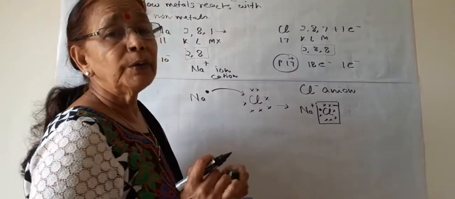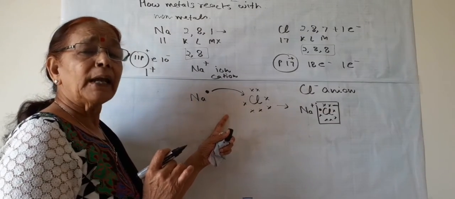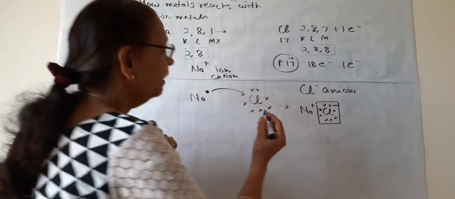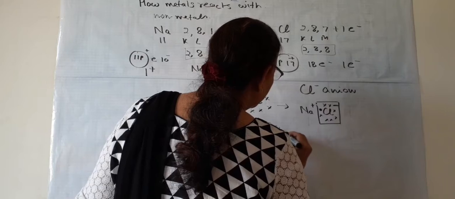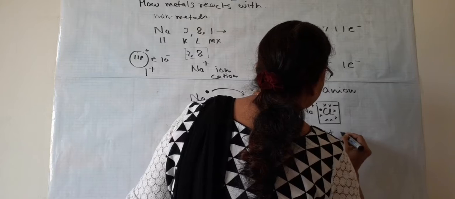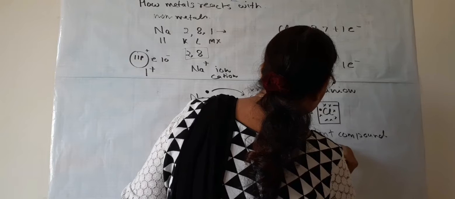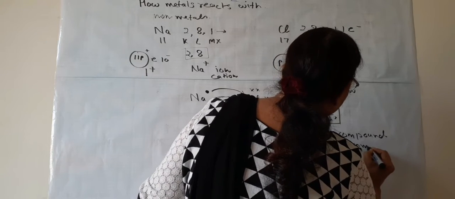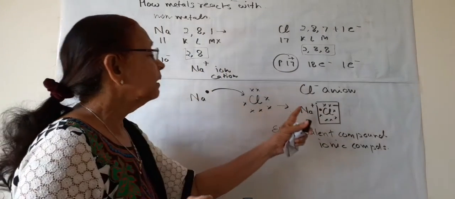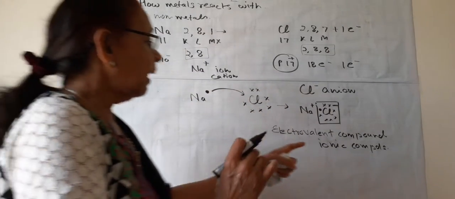And these compounds, which are formed like this by total giving and total taking up of electrons between one metal and one non-metal, are known as electrovalent compounds, or they are also known as ionic compounds. Why are they known as ionic compounds? Because they have ions. Sodium and chlorine are ions. So they are known as ionic compounds.